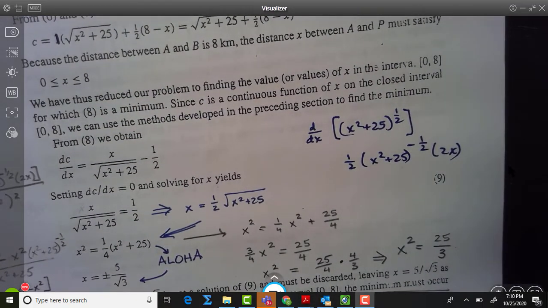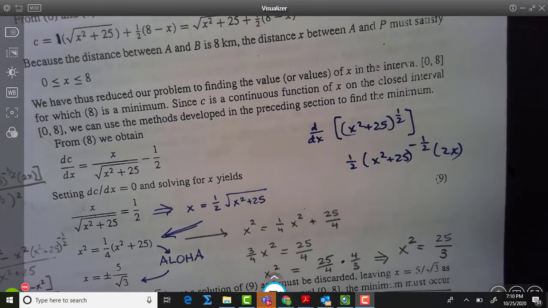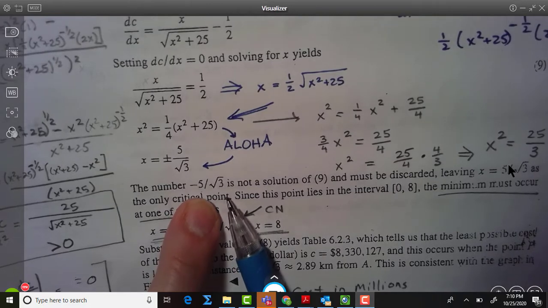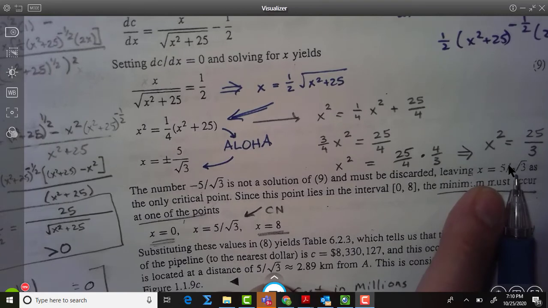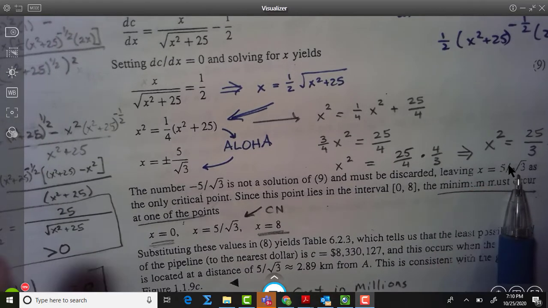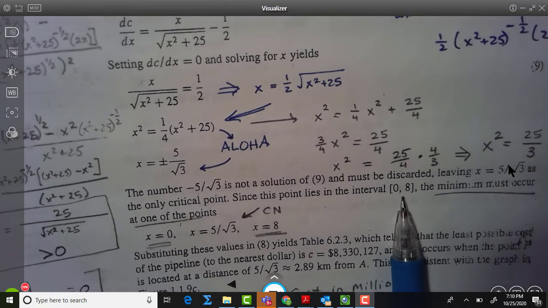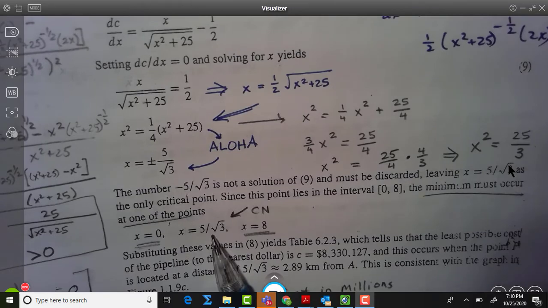And here's our algebra. Now, obviously, we cannot have negative 5 over the square root of 3 because we cannot have a negative length. So we have to throw that out. So 5 over the square root of 3 is our only critical point. Now this point lies in the interval from 0 to 8, so the minimum cost has to either occur at the endpoints or at this critical number.